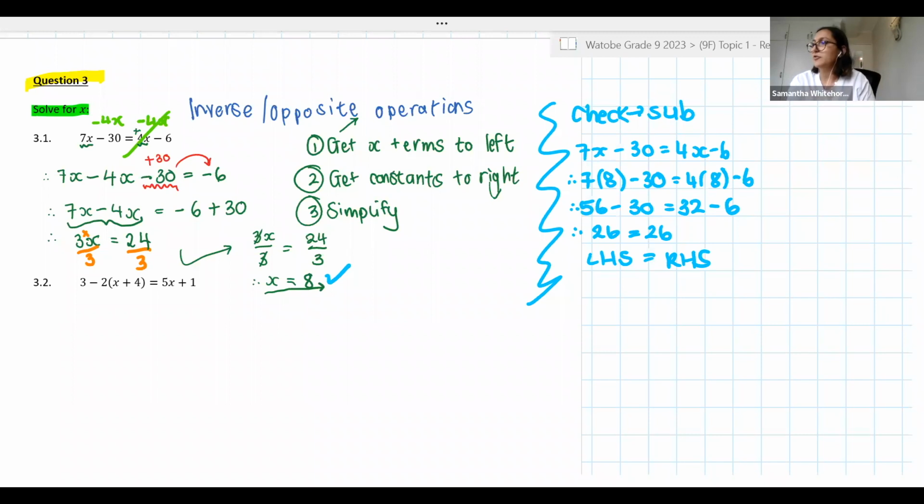Right, I'm just going to wait here for a second in case anyone wants to take a screenshot, and then we're going to have a look at 3.2. If you want to get started on 3.2, you're more than welcome to.